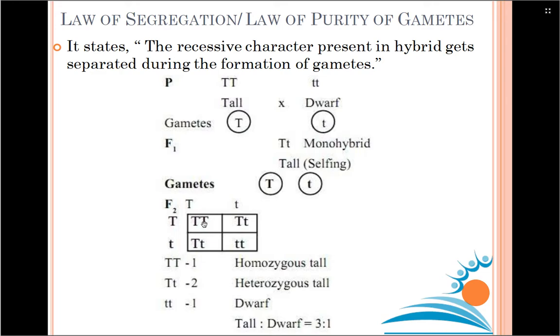So here if you see, the pure tall is 1, the hybrid tall you'll find 2, and the pure dwarf you'll find 1. And these two have a similar type of gene, so that's why this is called homozygous tall and this is homozygous dwarf, and this has the gene of both tall and dwarf character, that's why it is called heterozygous tall. So the phenotype, which is physical appearance: 3 are tall and 1 is dwarf, so the ratio of phenotype is 3 is to 1.